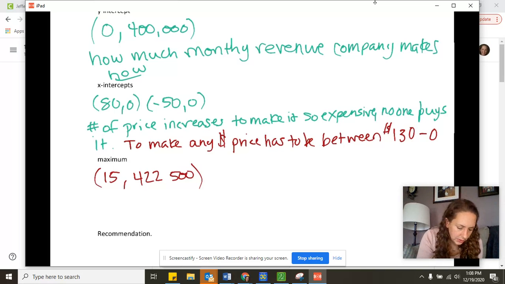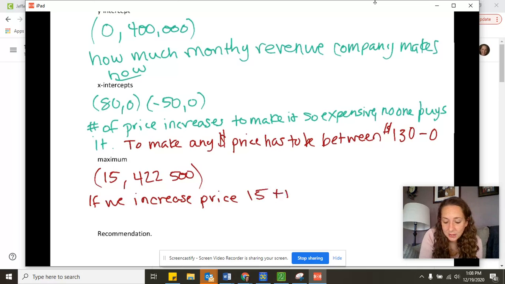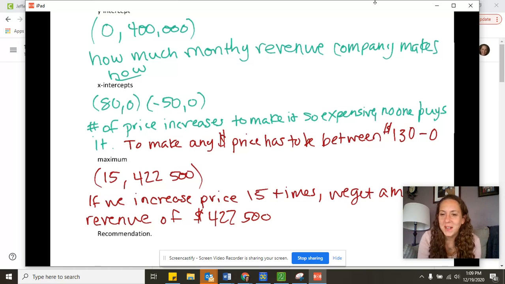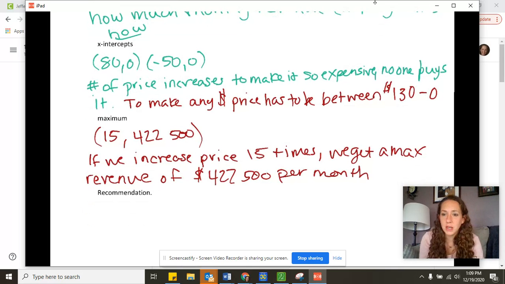Okay, so basically, if we increase the price 15 times, we get a max revenue, meaning the most money that they can make, of $422,500 per month. Which, hey, that's a lot of money. Awesome. So I've figured that out.